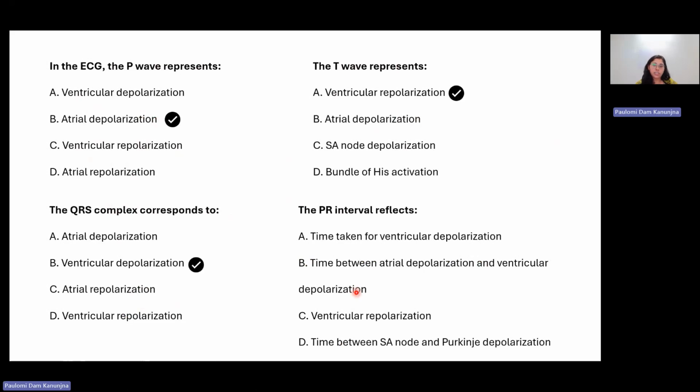Let me give you the answer here first. Okay, so the ECG P wave refers to atrial depolarization, right? That is the first wave that we see. And then you have the entire QRS, right? The next one, QRS, refers to the ventricular depolarization, right? The T wave refers to the ventricular repolarization, if you remember, right? And then the PR interval is basically the time between atrial depolarization and ventricular depolarization.